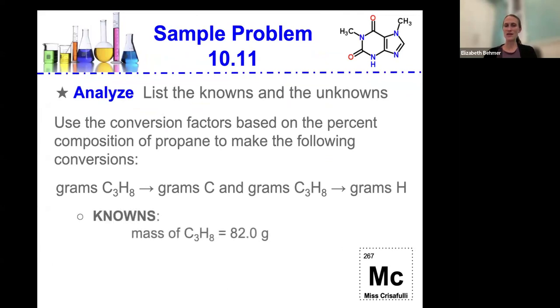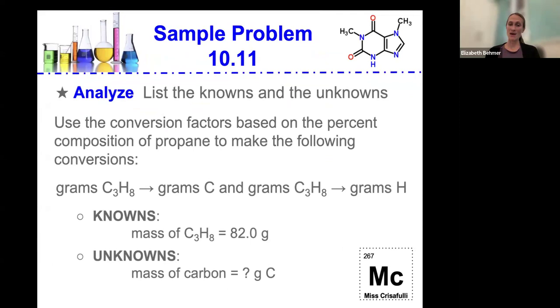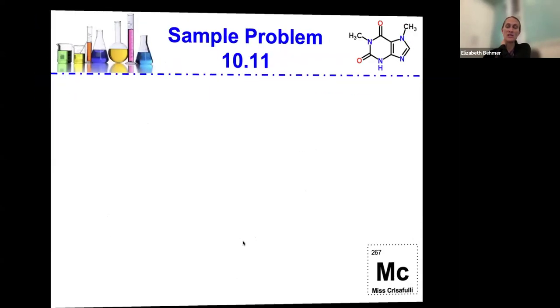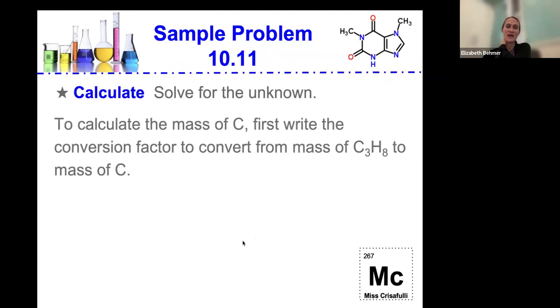The knowns are, they give us a mass of propane of 82.0 grams. And the unknowns are, we want to find the mass of carbon in that sample of 82 grams and the mass of hydrogen in that sample of propane of 82 grams. So we're going to use our conversion factors to calculate the mass of carbon. We'll first write the conversion factor to convert from the mass of propane to the mass of carbon.